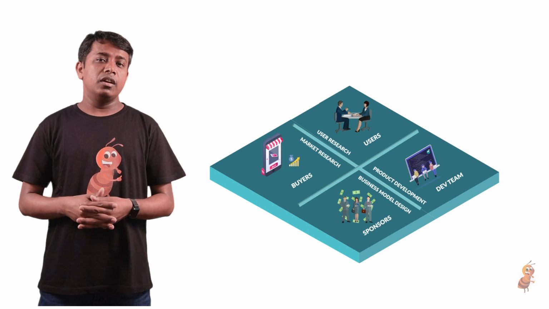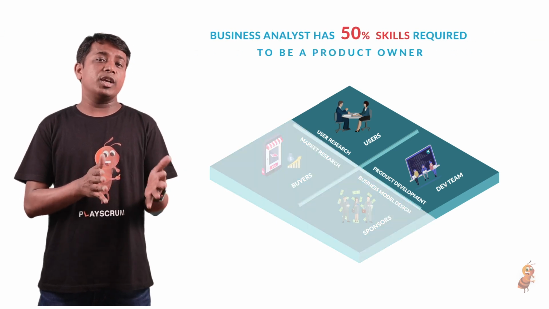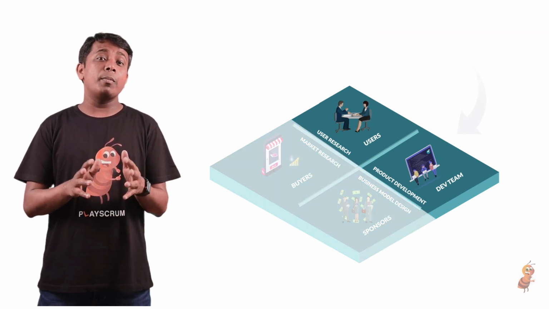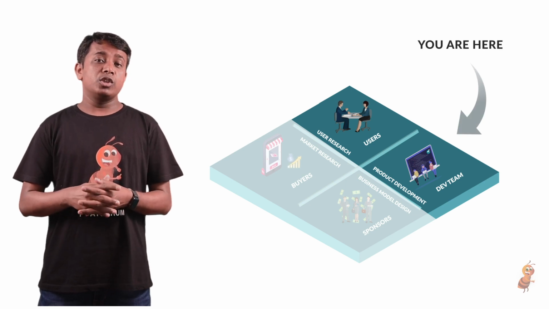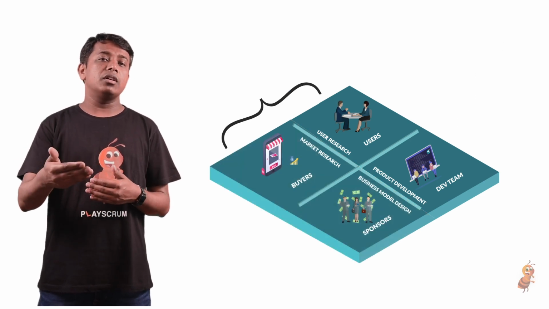As you understood from the video, you have 50% of the skills required for a product owner. So you map closely to the product owner's role. So your natural progression should be towards becoming a product owner.